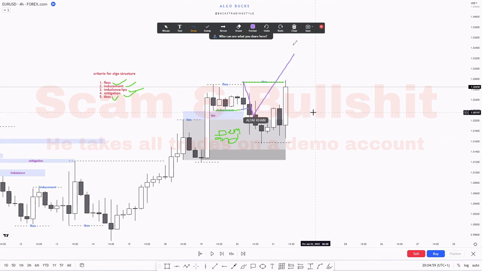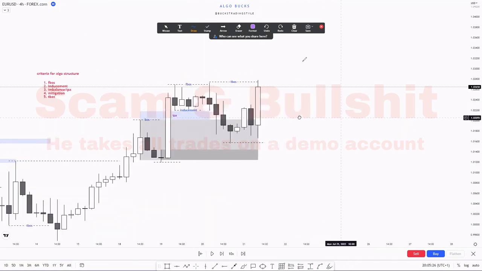Yeah, it's also valid, because it took out the inducement low. Sometimes price can just take out the low right here and then go back up to the true break of structure. It's also a valid algo structure. You understand? Now we've seen two MSU just within this short period of time.